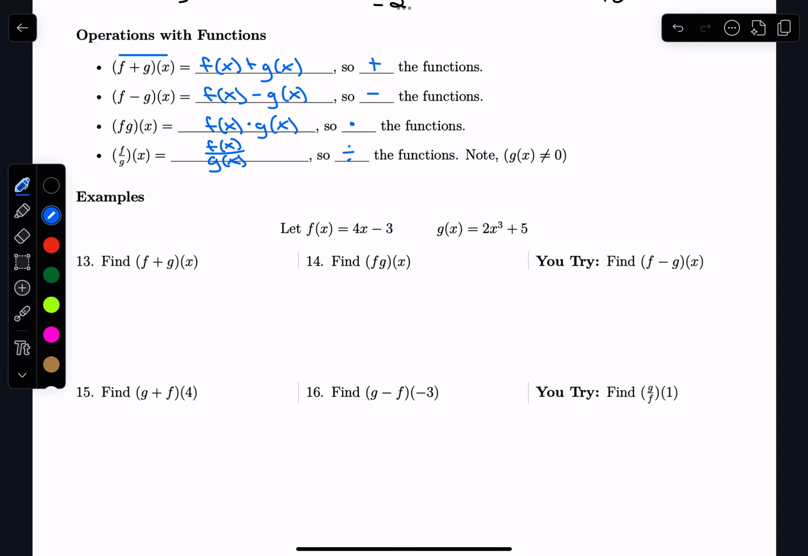But when we divide, we always have to make this note that g of x is not allowed to be 0 because g of x right here is in the denominator. So we cannot let that denominator be 0.